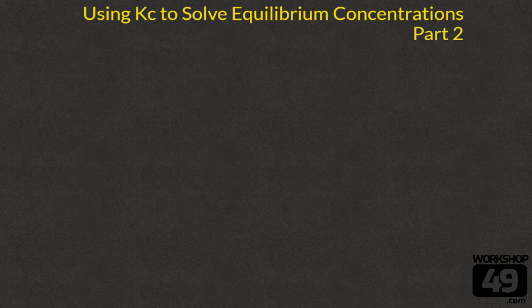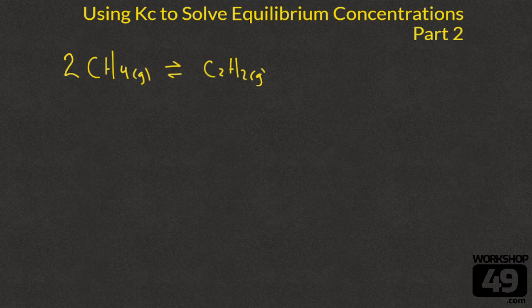Hey everybody, time for another video, and this time we are going to be using Kc again to solve equilibrium concentrations, but have I got a doozy of a problem for you this time, because we are going to use the balanced chemical equation CH4 is in a reversible reaction with C2H2 as well as 3 hydrogens. Try not to cringe, try not to worry, but you're seeing that 3 and you know what's coming down.